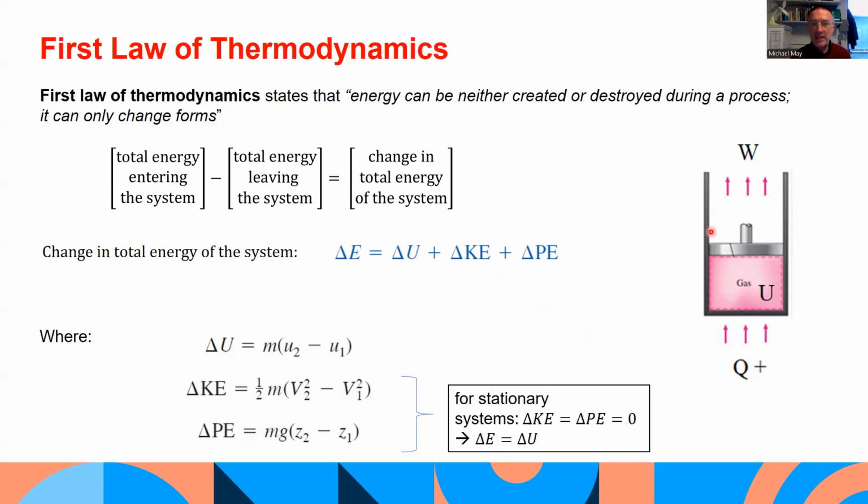In terms of the heat going into the system, the work coming out of the system, and the change in the internal energy, those kinetic and potential energy values can be very, very small. So we could just neglect them. The change in total energy of the system is mainly the change in internal energy of the system.